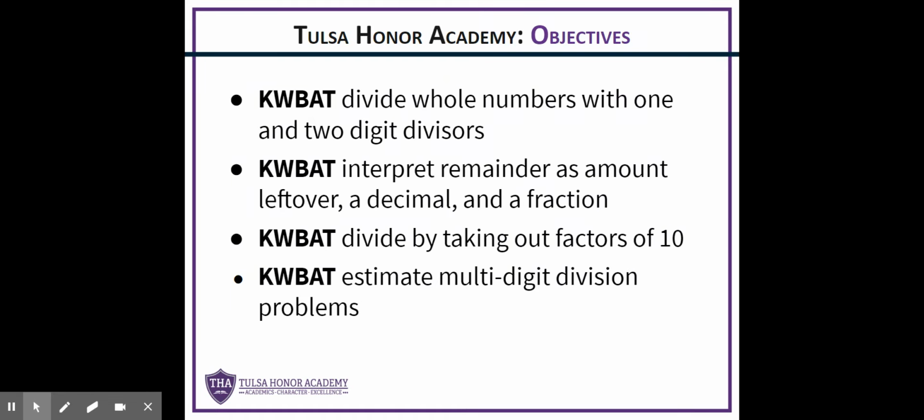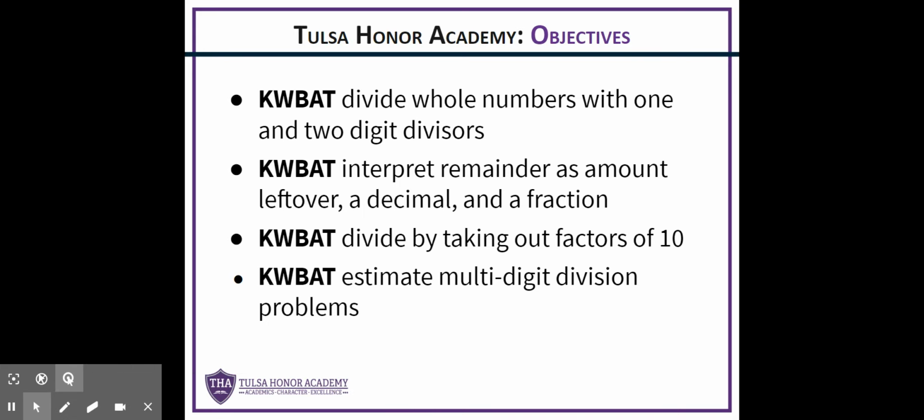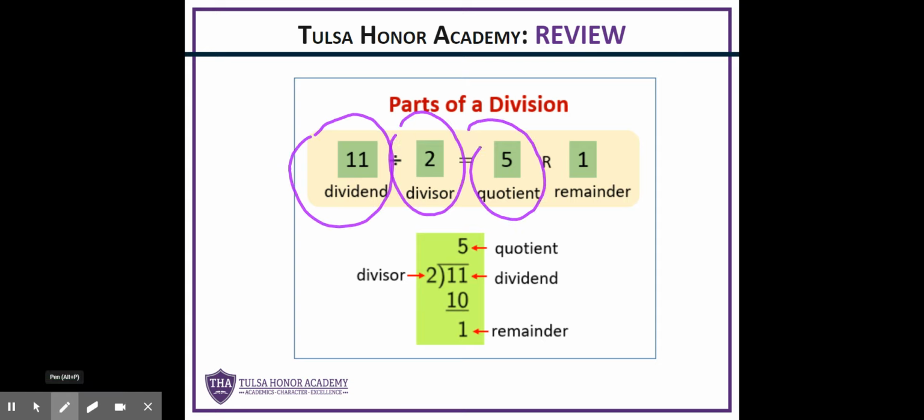Then our objectives for today. So today we'll basically be reviewing division. So we have our dividend, our divisor, quotient, and remainder. Remember that our divisor goes here, just like the picture shows. Our dividend goes there, then the remainder, but we're going to learn what to do with remainders, and then our quotient, basically our answer.